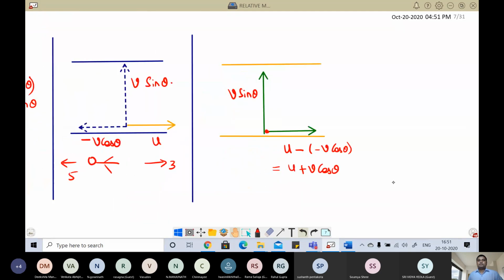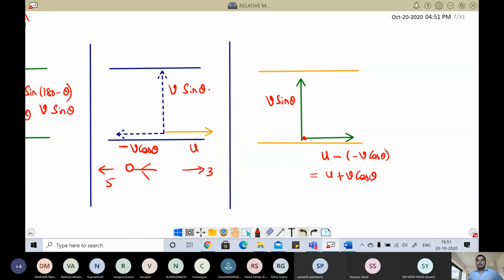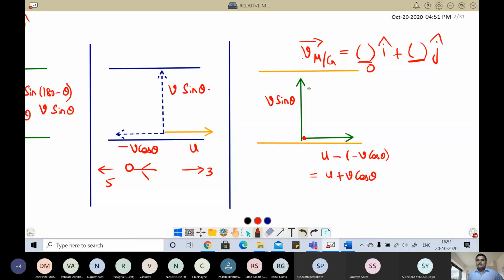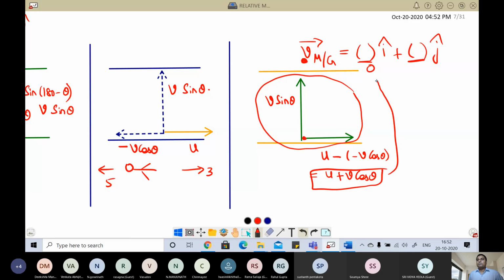Okay, now see here. When I say this one, it is nothing but the velocity of man with respect to ground. Right now, what should I write? This should be 0 plus some j component. There should be some j component and this component should be 0. Now the values which we got belong to this vector only. So this component should become 0, because this is the x component we got. So u plus v cos theta must be 0. So u is equal to minus v cos theta.